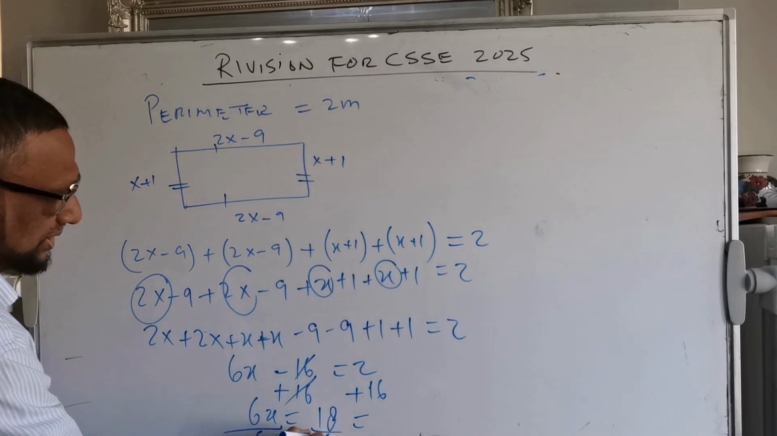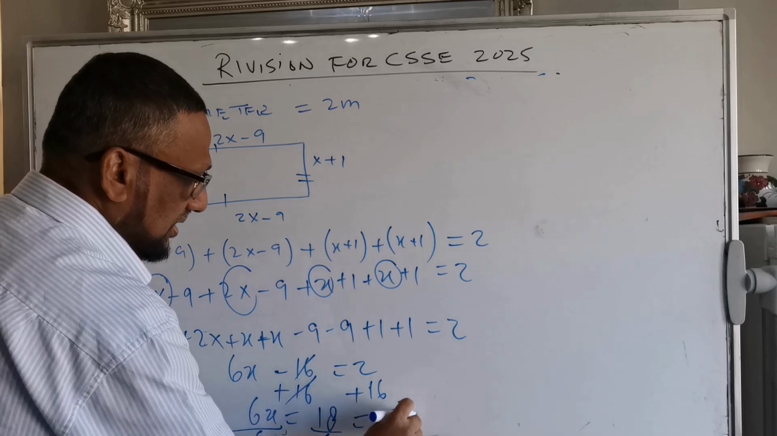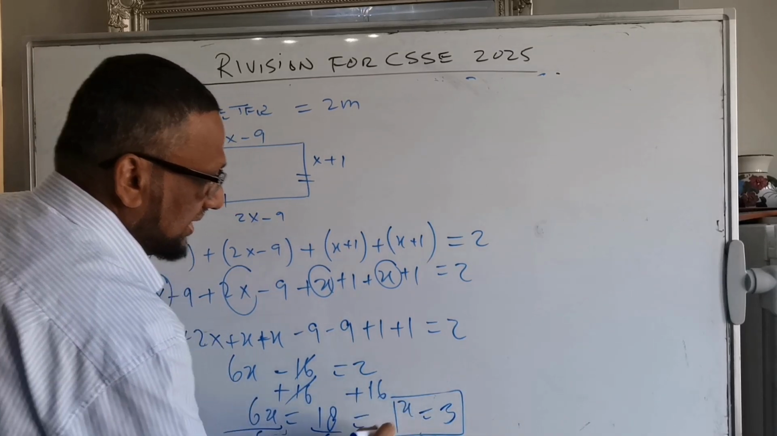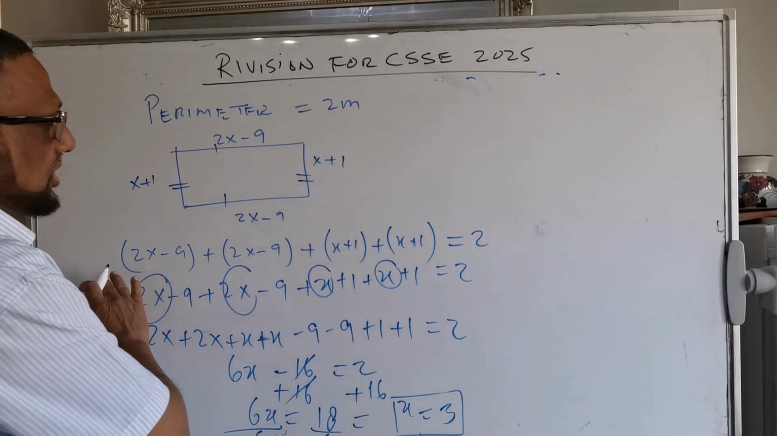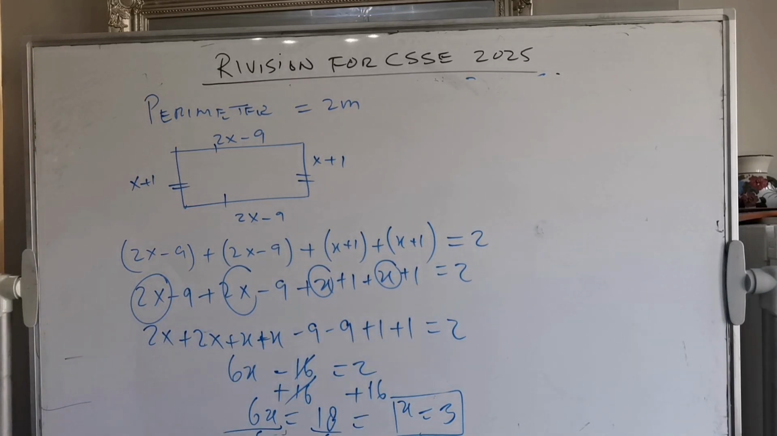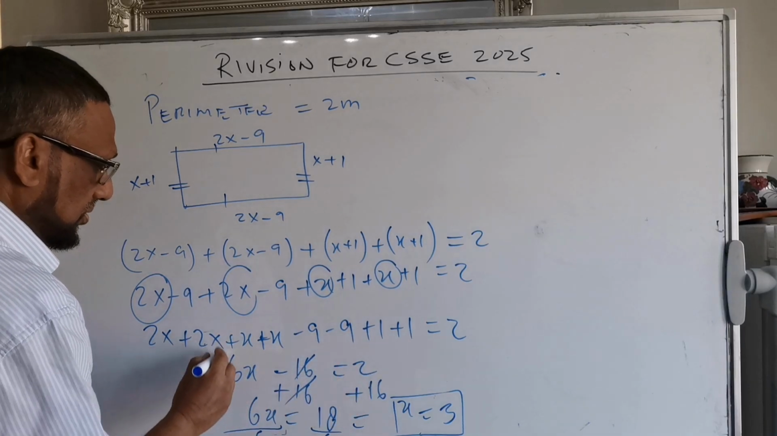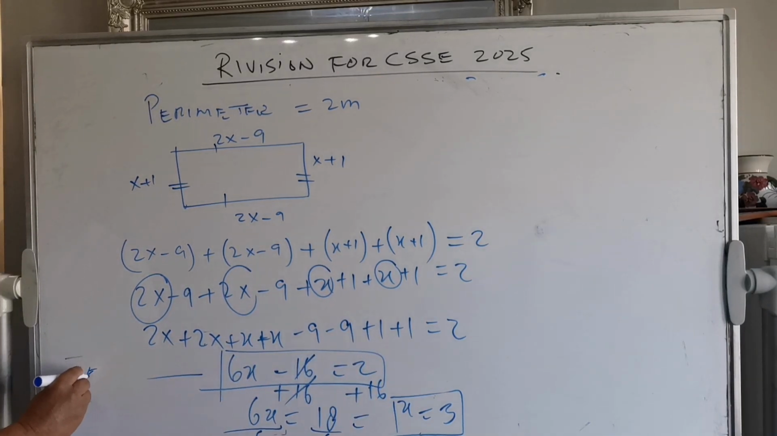Divide by 6 both sides. So x equals 3. Very simple, very easy. So you need to add all the numbers, and the perimeter is given as 2. You can simplify and rearrange all the x values and the number values, and you will get the equation 6x minus 16 equals 2. Look at how to apply the equation, simplify, and get the value of x.